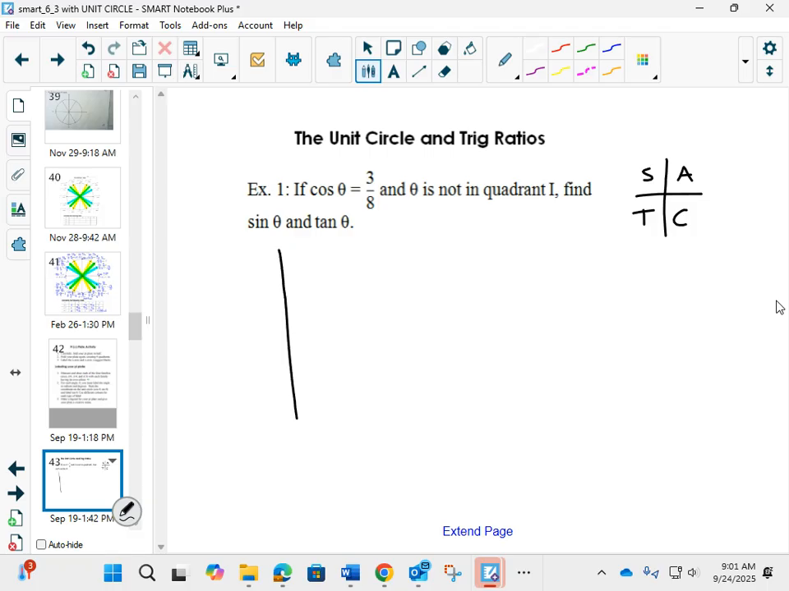Then we go and in quadrant 4, draw a terminal arm and go back to your nearest x-axis so that you can label a reference angle. And you've made a right angle triangle. And what do you know? You know that cos of theta is 3 over 8, so that means cos of your reference angle is also 3 over 8, and you can label the adjacent side as 3 and the hypotenuse as 8.